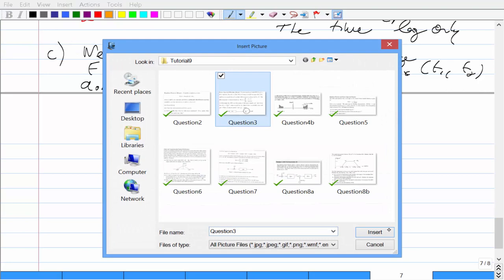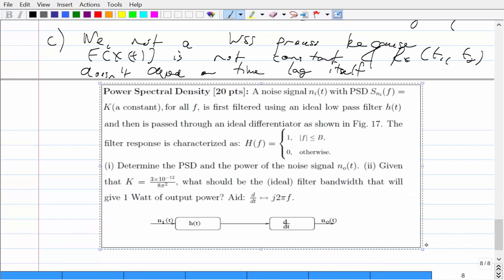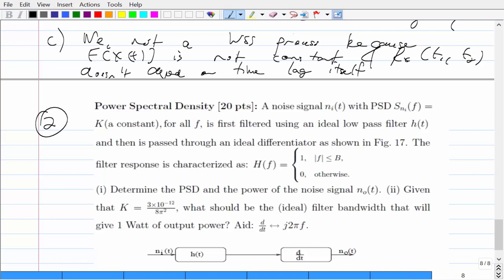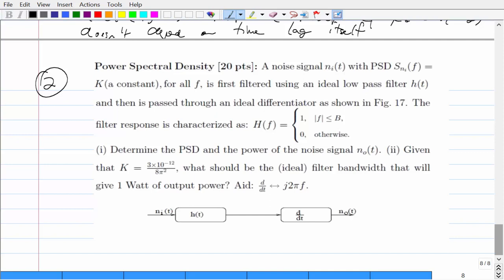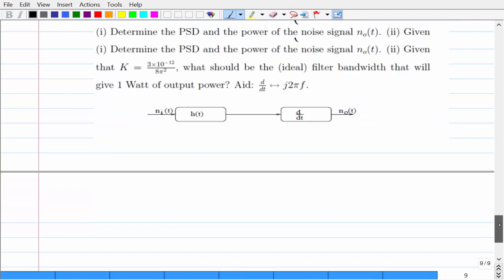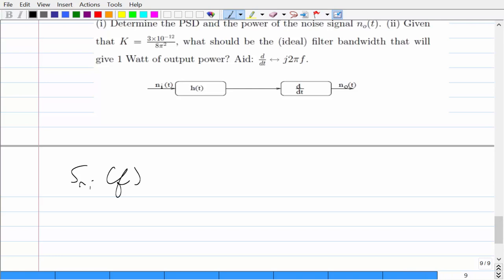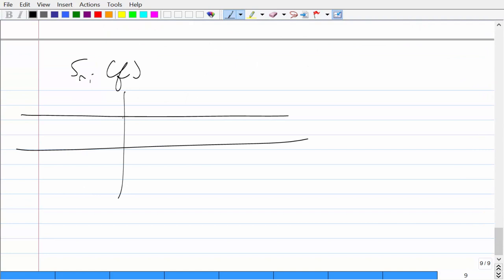Okay, this seems to be a little more practical, and we're going to cover this now. Power spectral density. Okay, power spectral density. So we have a noise signal in the time domain, but the power spectral density is going to be a flat line with the value of k for all frequencies, okay? So what this means in particular is that the power spectral density of the input noise coming into the system is basically a flat line with a height of k, we don't know what this is, over all frequencies. That's what it's telling us.